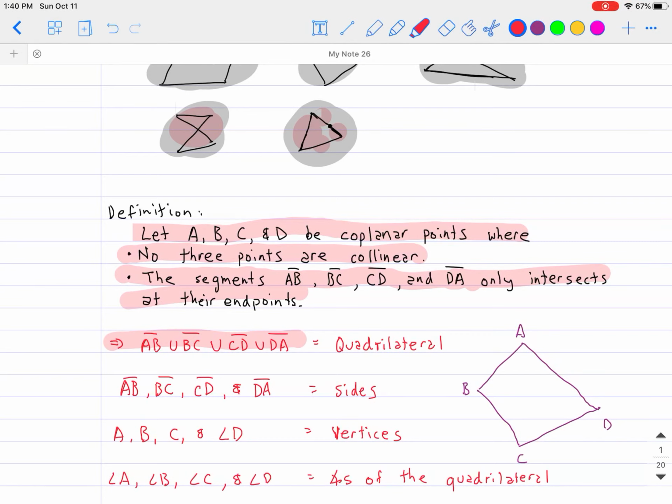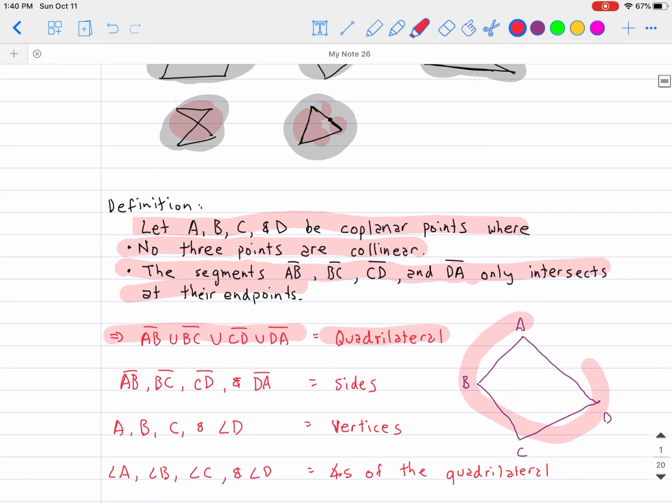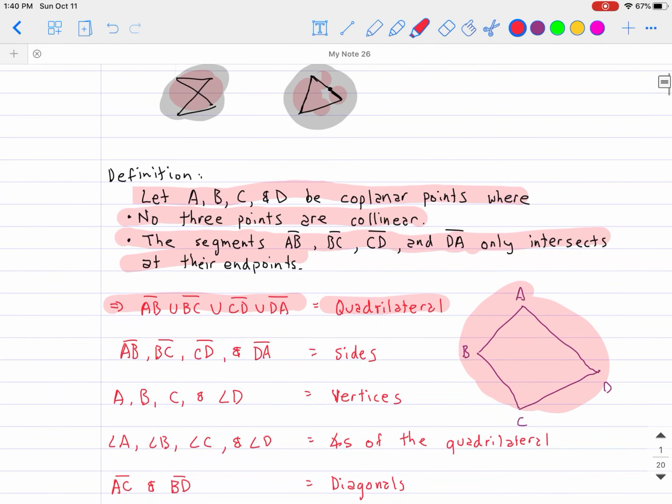Then the conclusion is the following. The union of AB, BC, CD, and DA, all of those segments together, is what forms a quadrilateral. That is a picture of it on the right-hand side. You can see how if I combine all of these together, that forms my quadrilateral. There are specific names for each part. The segments that form the quadrilateral are known as the sides. And if you look specifically at the points A, B, C, and D, those are known as the vertices.